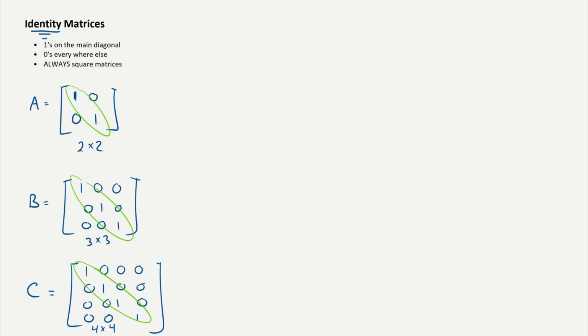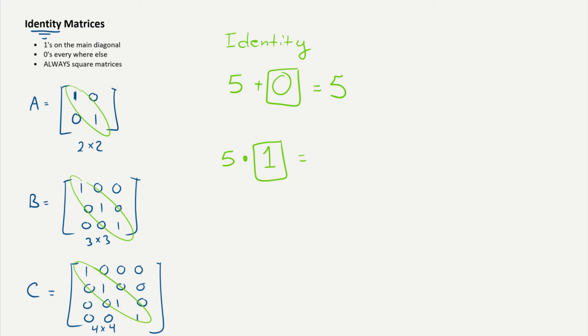Now, why do we care about identity matrix? What does identity mean in mathematics? Remember the identity of addition. What is the identity of addition? It is 0 because 5 plus 0 is still 5. So when you add the identity, nothing changes. What about with multiplication? 5 times, what is the identity of multiplication? 1, and it's always 1 because anything times 1 does not change it. The identity is the object with which when you perform that operation, nothing changes.